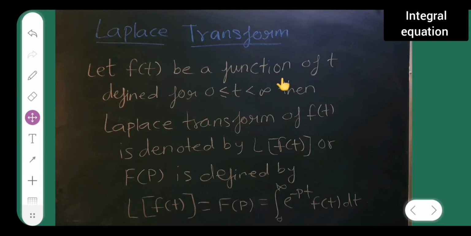Let f of t be a function of t defined for t lying between 0 and infinity, that is, 0 less than or equal to t less than infinity. Then the Laplace transform of f of t is denoted by L of f of t, or F of p, and is defined by L of f of t is equal to F of p, which is nothing but the integral from 0 to infinity of e raised to power minus pt into f of t dt. Okay, so I will be doing one example on this now.